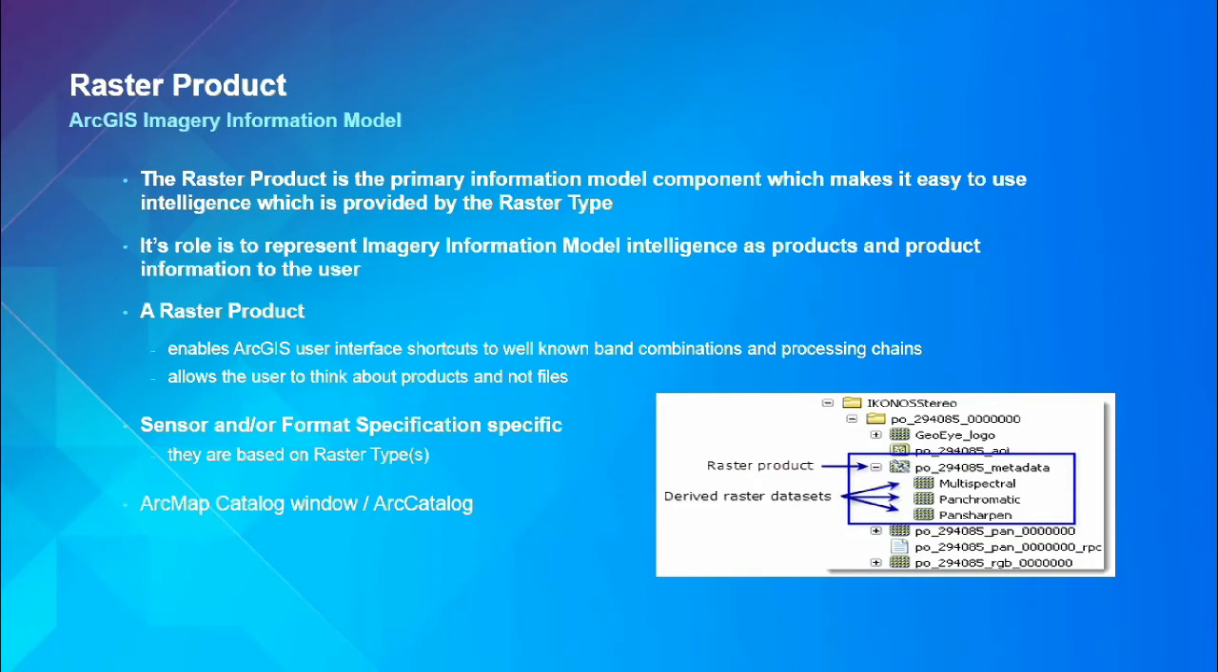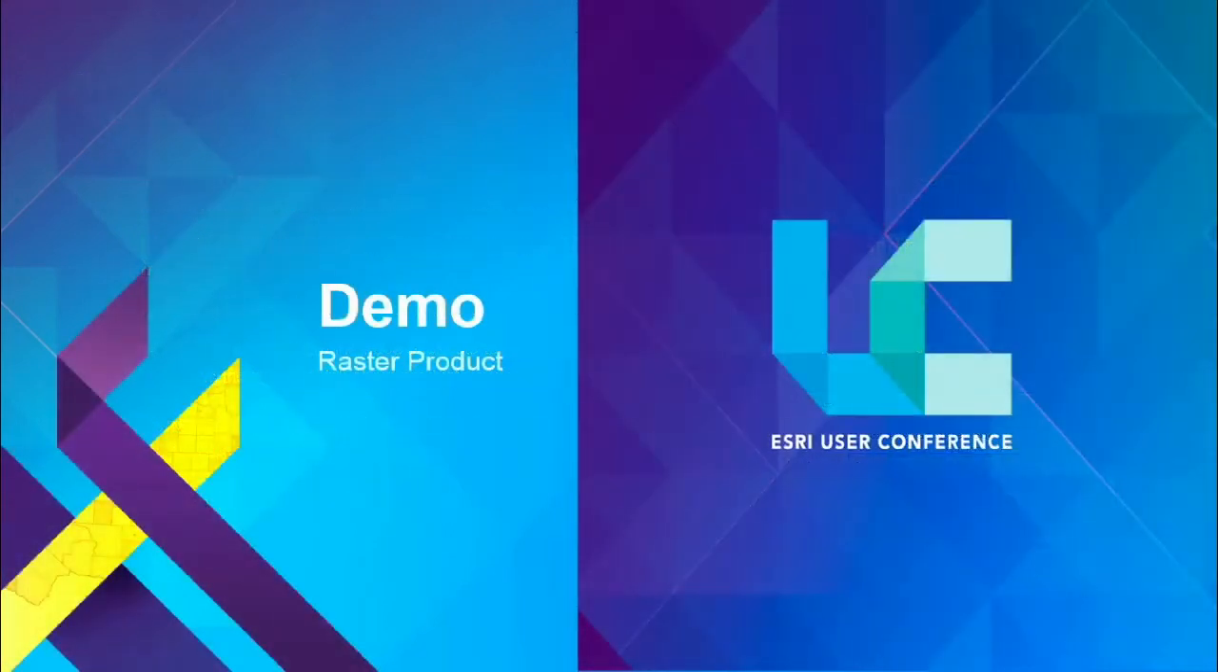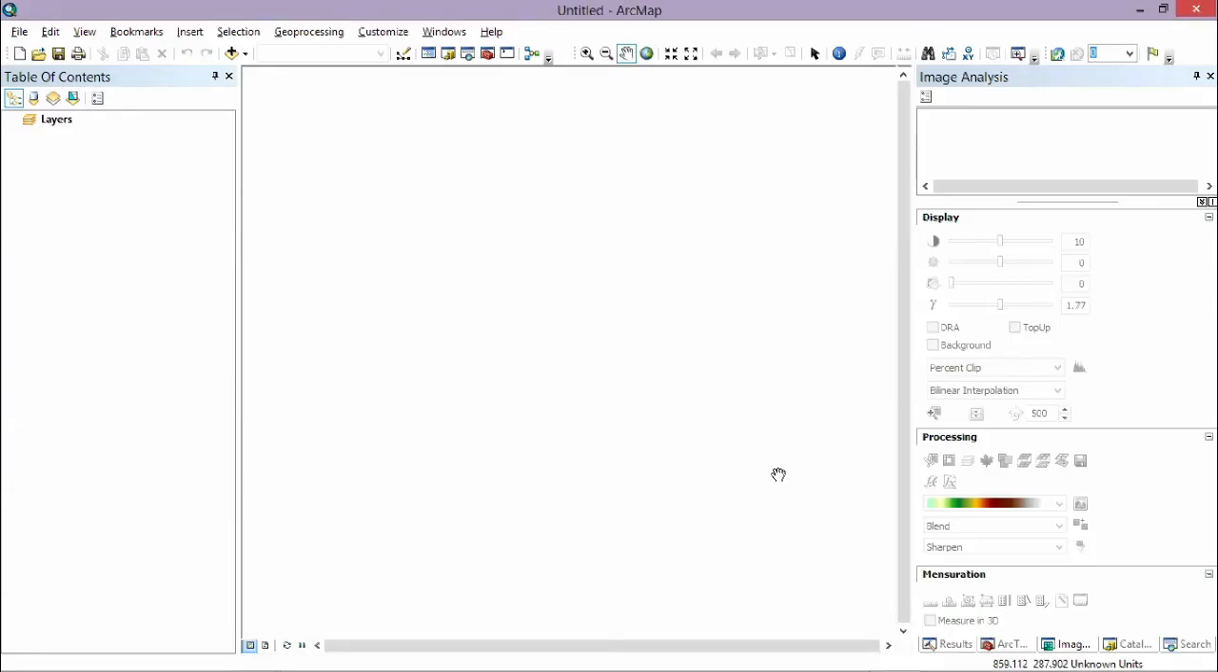They appear to you as shortcuts in the catalog window, which are easier ways to work with complex image deliverables. So if you're given WorldView 3 scenes, you get lots of files. And if you try to pick out which TIFF files are red and green and which ones are combinations and put them all together yourself, well, why do you have to learn to do that, right? We have all this intelligence. So the easiest way to see that is to do a demo again. So let's take a look at a raster product.